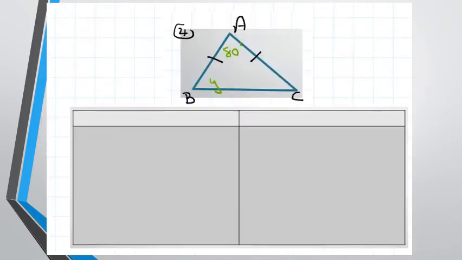Question number 4. If I look at this one, I can clearly see that I'm working here with an isosceles triangle. So I do know that the base angles, the angles opposite the same sides, must be equal. So that one there also has to be y. So let's quickly put it down. Statement and reason.